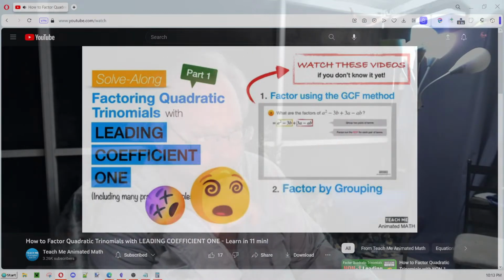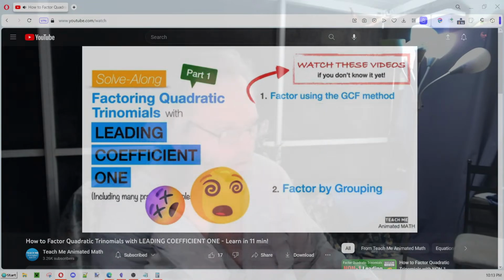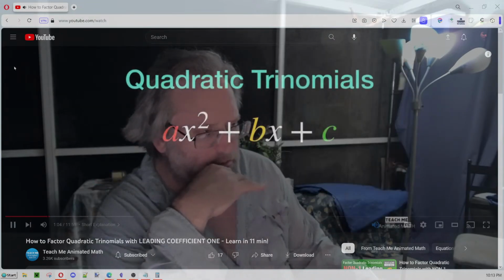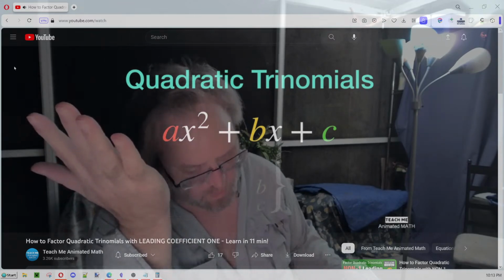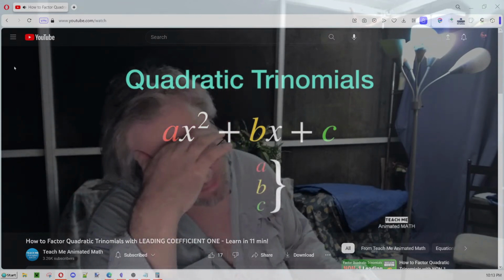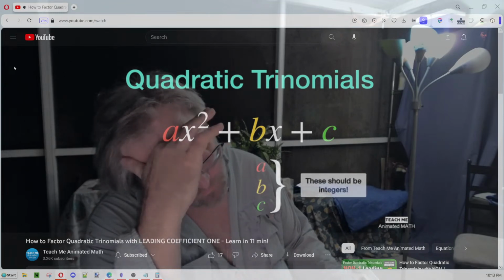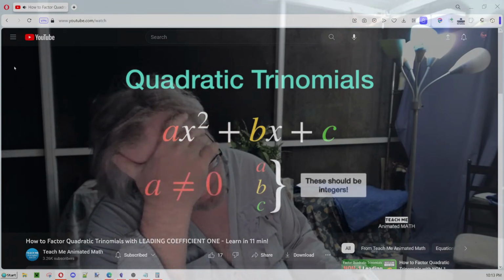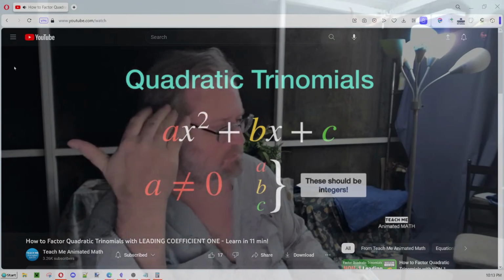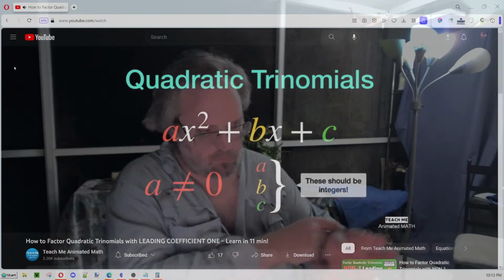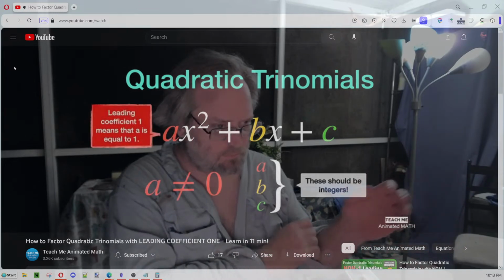Quadratic trinomials with leading coefficient 1. Quadratic trinomials follow the form x squared plus bx plus c, where the coefficients a, b, and c are integers with the restriction that a cannot be equal to 0. When a trinomial has a leading coefficient 1, it means that a is equal to 1.